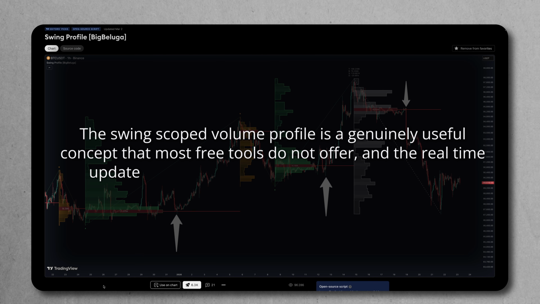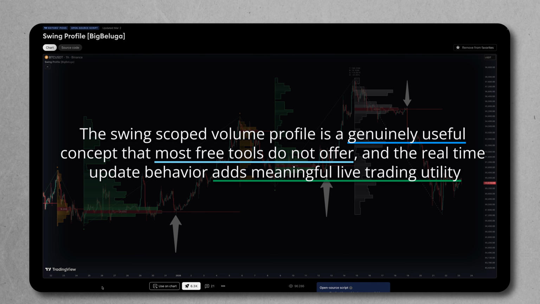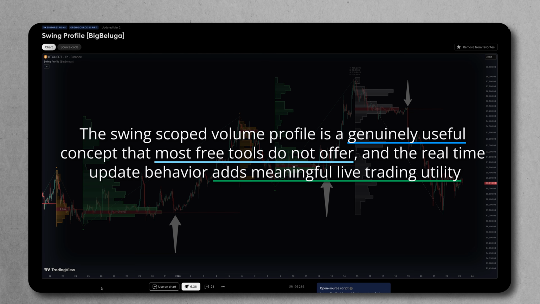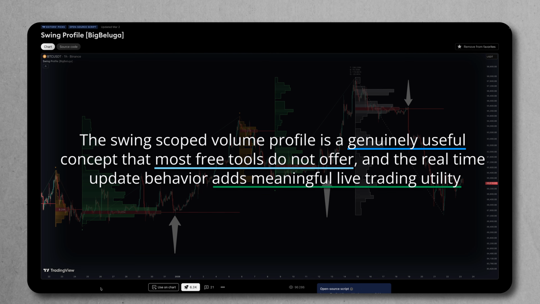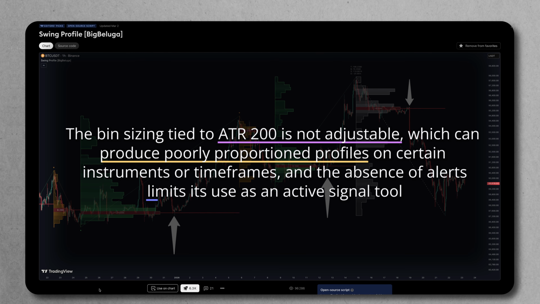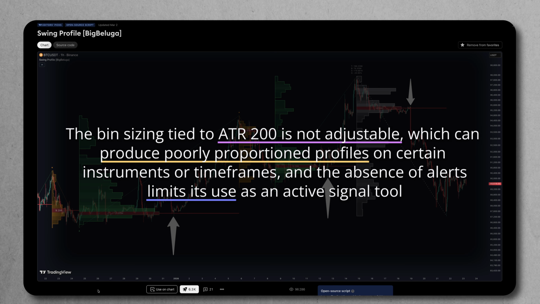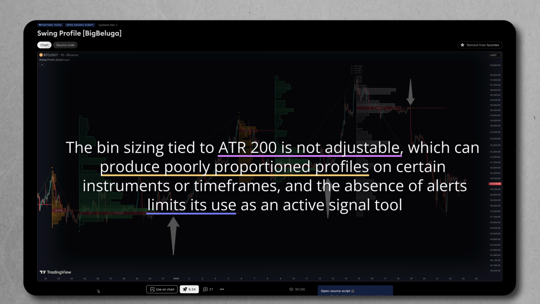The swing-scoped volume profile is a genuinely useful concept that most free tools do not offer, and the real-time update behavior adds meaningful live trading utility. The bin sizing tied to ATR 200 is not adjustable, which can produce poorly proportioned profiles on certain instruments or timeframes, and the absence of alerts limits its use as an active signal tool.